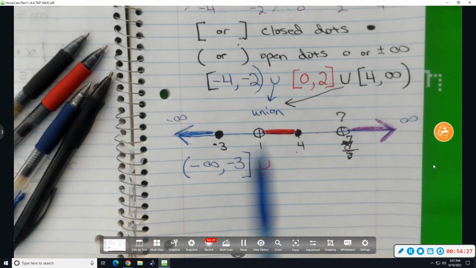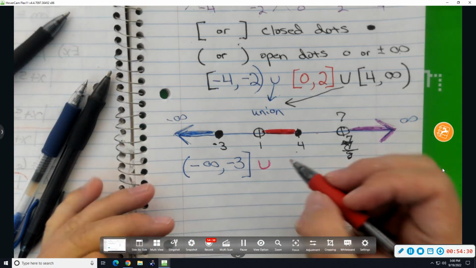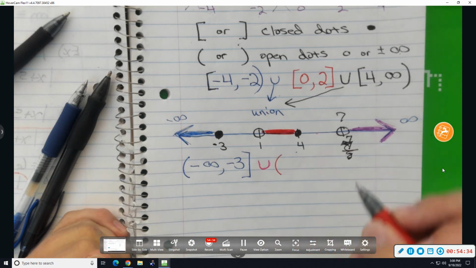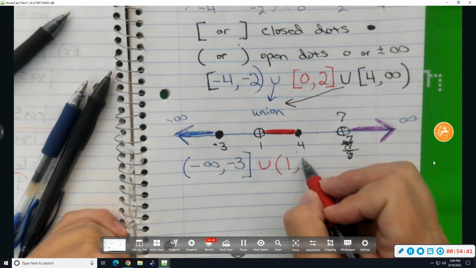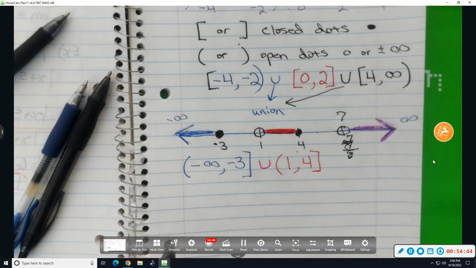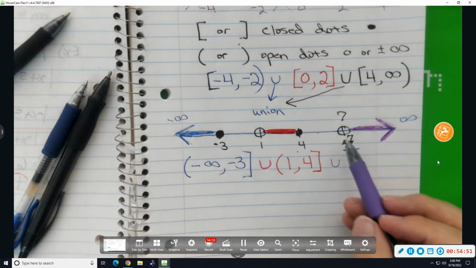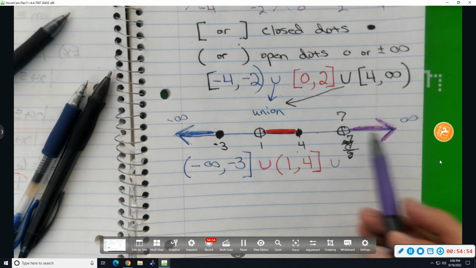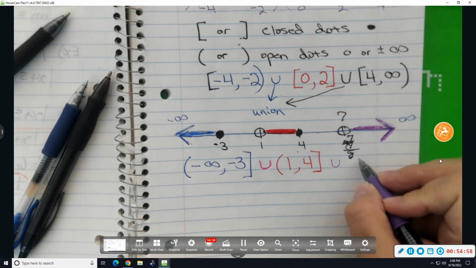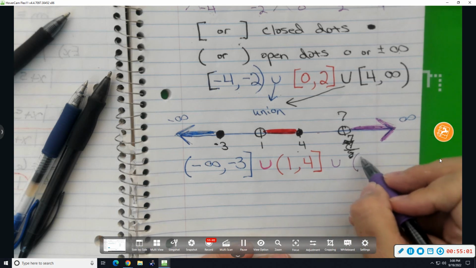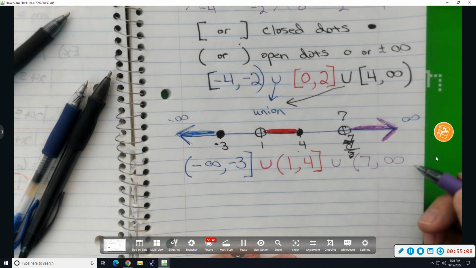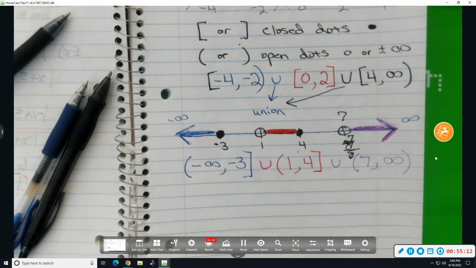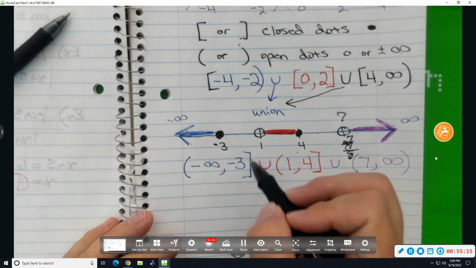The second interval, the red interval, call it out as if you're typing it. Parenthesis or bracket? Parenthesis, because you have an open circle at the 1, comma, 4, bracket, union. This last interval starts at 7 and goes to the right. So call it out. What would you type? Parenthesis, 7, comma, infinity, and what goes after the infinity? Another parenthesis. Just don't forget that. And if you do, it's not anything hard.